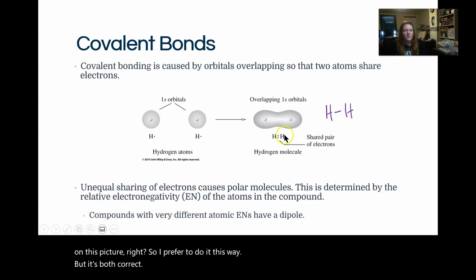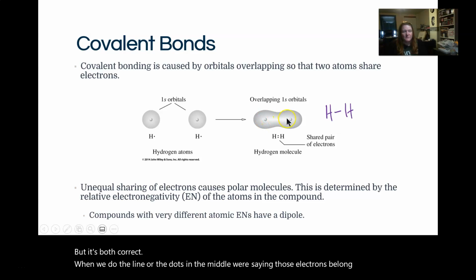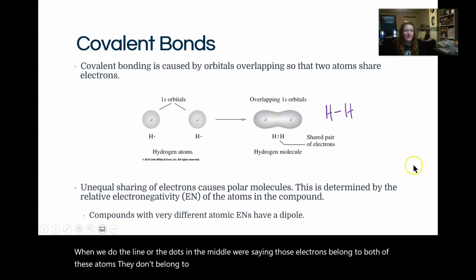When we do the line or the dots in the middle, we're saying those electrons belong to both of these atoms. They don't belong to only one or the other, which is different from an ionic bond.